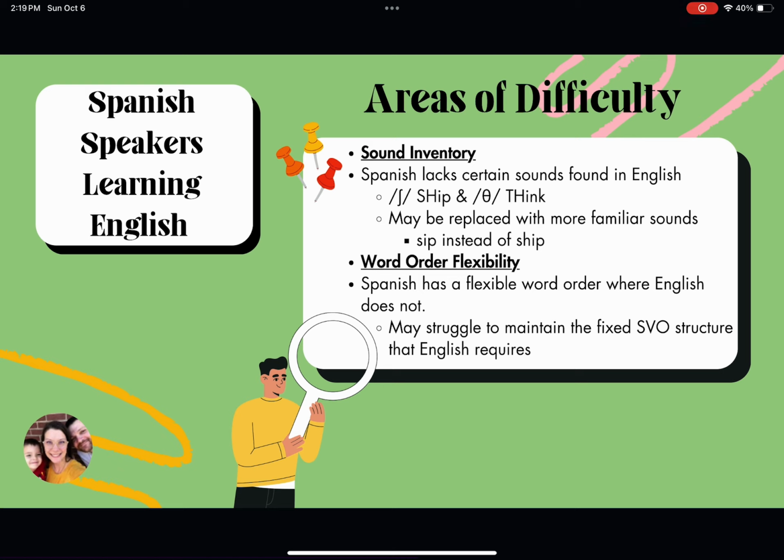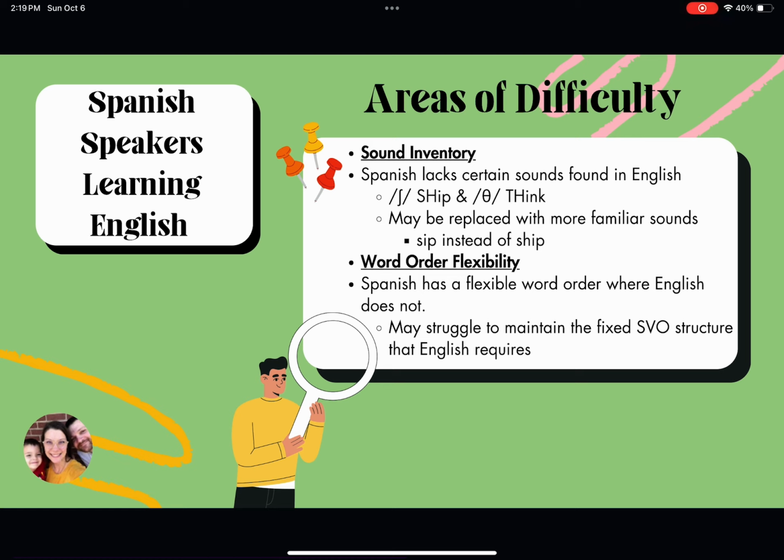Spanish lacks certain sounds found in English, such as the sh sound in ship or the th in think. Spanish learners may replace these unfamiliar sounds with those they are more comfortable with, leading to mispronunciations like saying sip instead of ship.